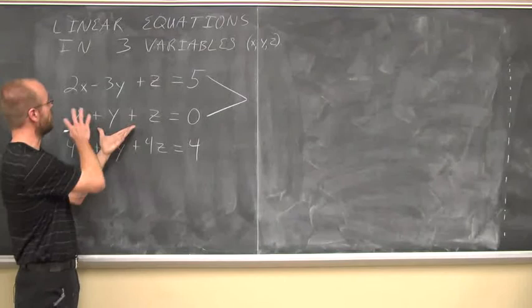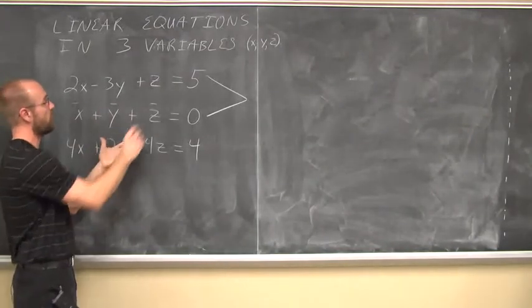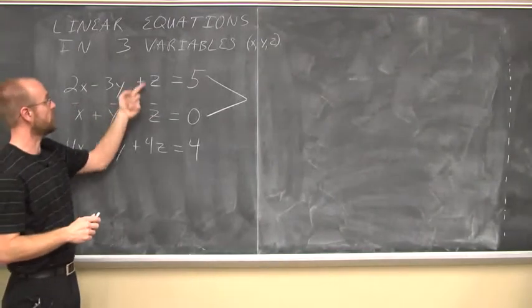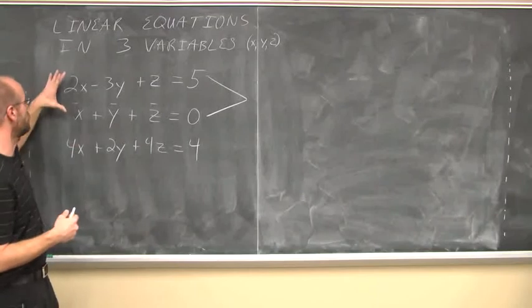So by doing so, I can multiply this through by a negative. That's just going to change the signs, and I'll just write them up here. Negative x, negative y, negative z. Now they have the same coefficient of opposite sign. So I can use the elimination method by adding them.